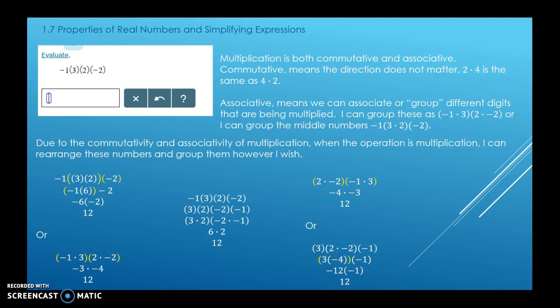So notice here we have a -1, a 3, a 2, and a -2. 4 different numbers that are all being multiplied. So remember, we have to multiply 2 at a time. It doesn't matter which 2 we group together, and it doesn't matter which direction. So down here I've grouped them a few different ways. I've left the -1 out, and then I grouped the 2 and 3, which gives us 6. Then I grouped the -1 and 6, which gives us -6. Then the -6 times -2 gives us +12.